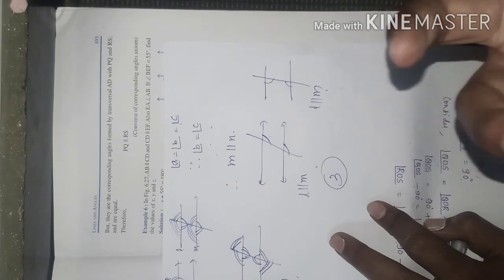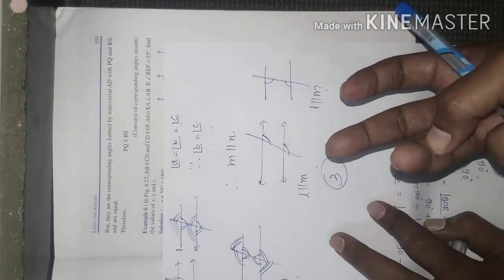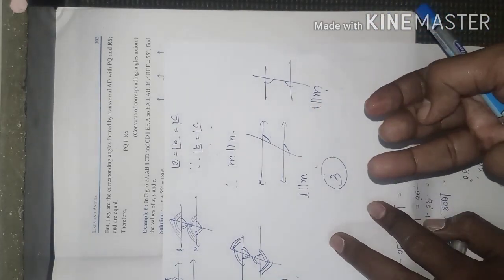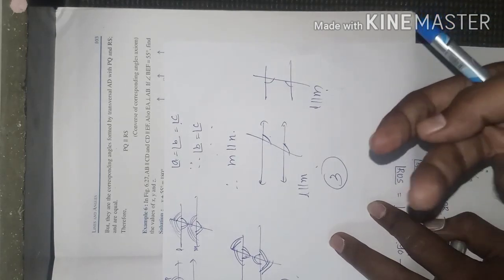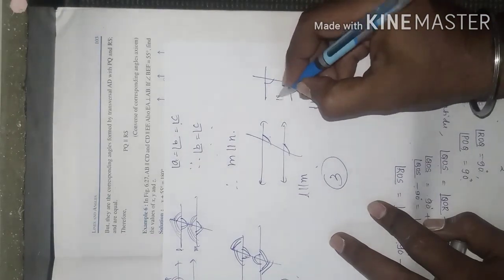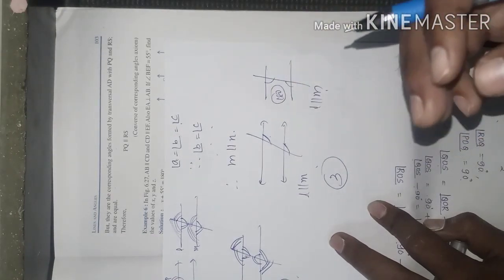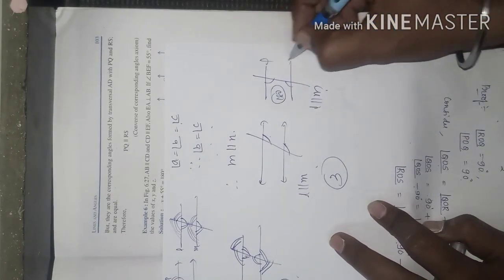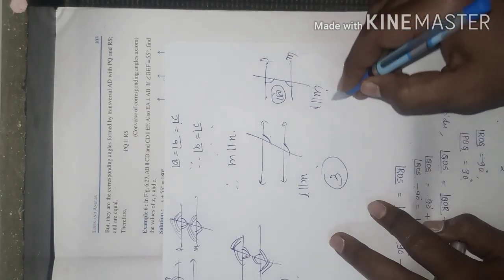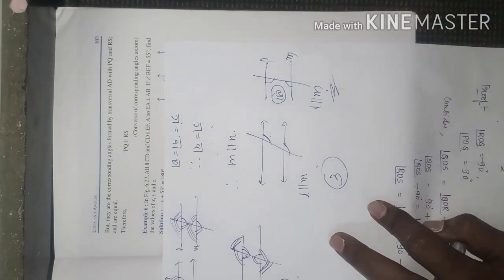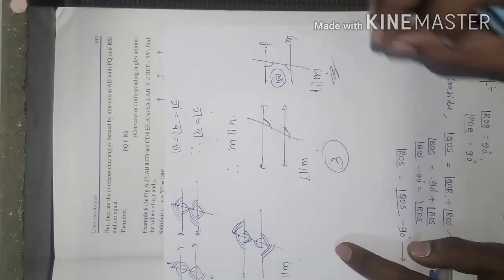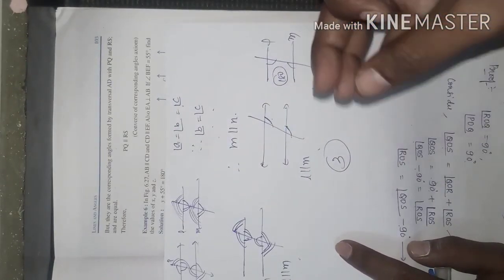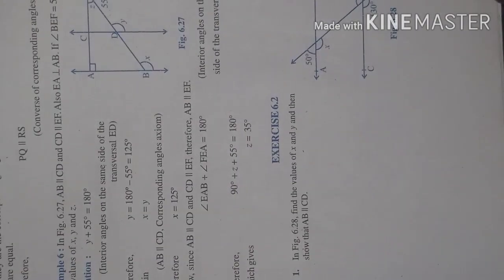When alternate angles are equal, when corresponding angles are equal, and when the angles on the same side of the transversal make 180 degrees, then the lines are parallel. Very important concept. This is the concept which we are going to use in the coming exercise. So let us continue our example.